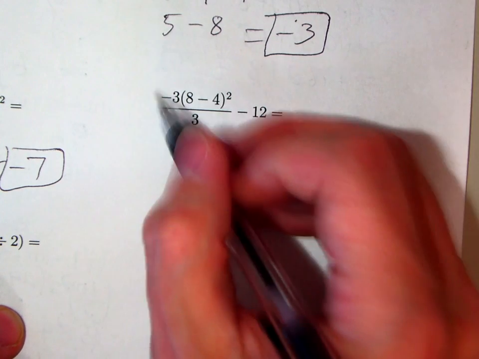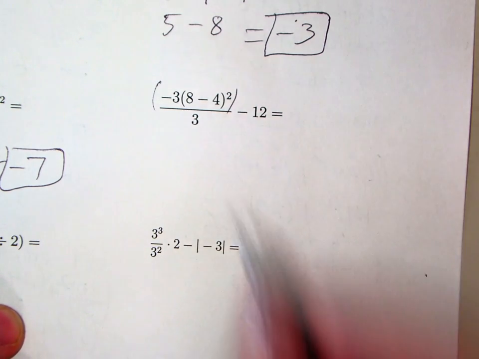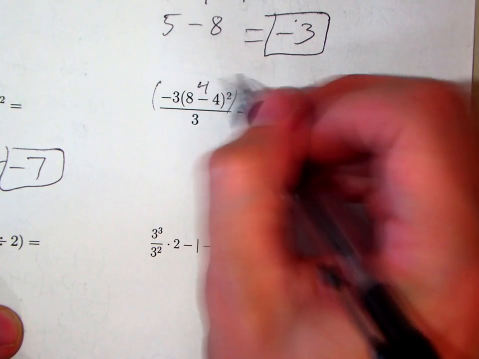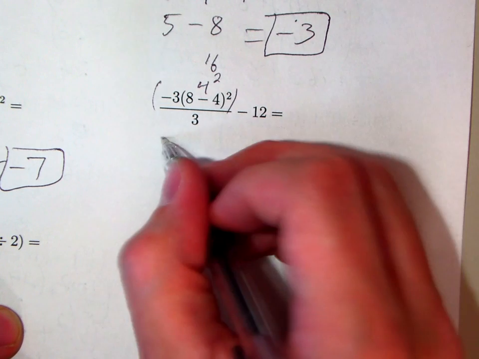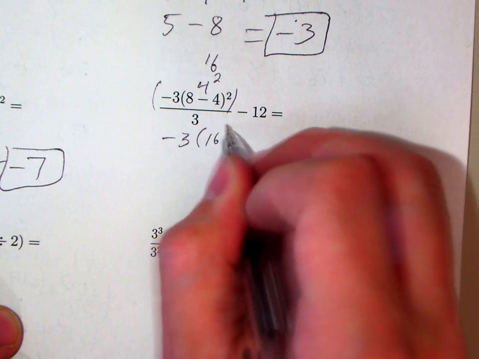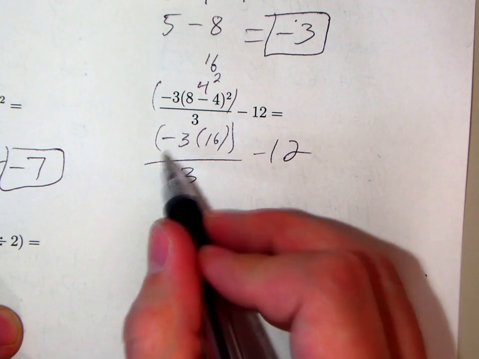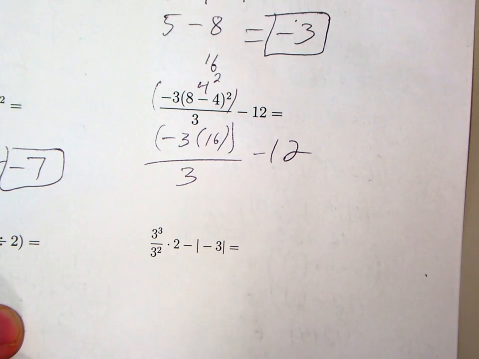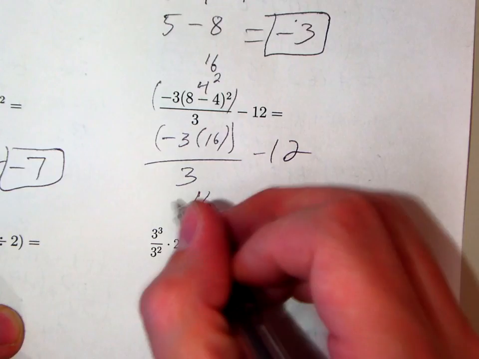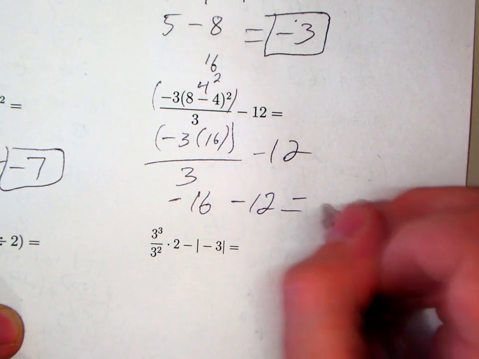Innermost layer of parentheses, since there are 2 here on this fraction. 8 minus 4 is 4. If we square that, we get 16. So we have negative 3 times 16 divided by 3 minus 12. Negative 3 times 16 is a negative 48. If we divide that by 3, we get a negative 16 minus 12, which brings us to a negative 28.